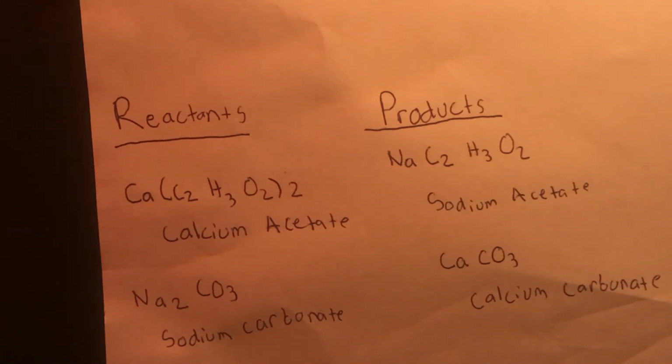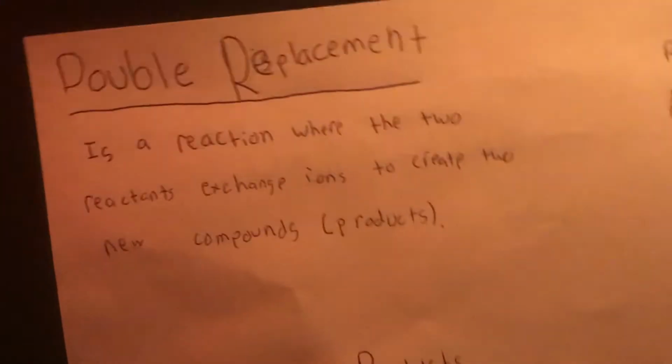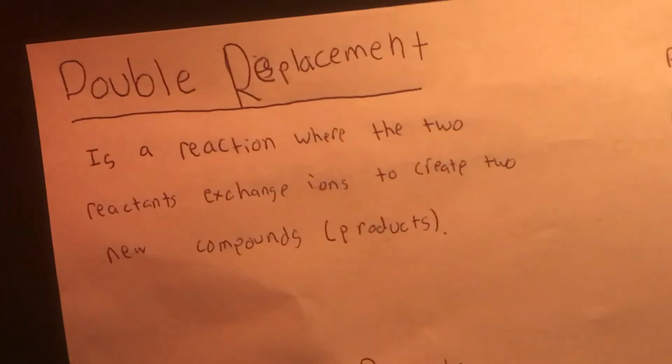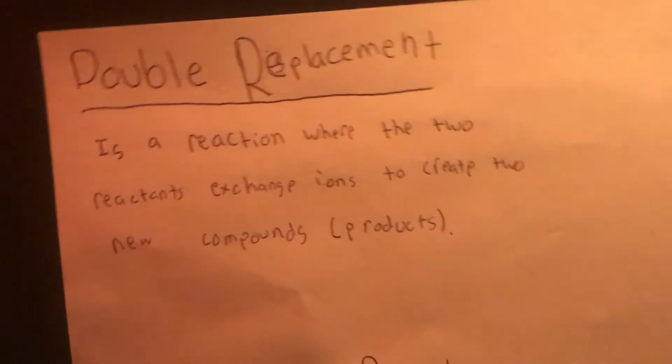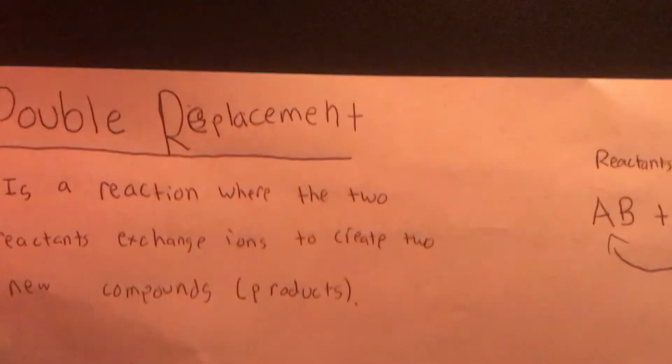And as you notice with the reactants, all that's happened is that they switch ions to form the new compound products. And we can identify this as the double replacement reaction. The double replacement is a reaction where the two reactants exchange ions to create two new compounds or products, which is what's going on in our compounds.